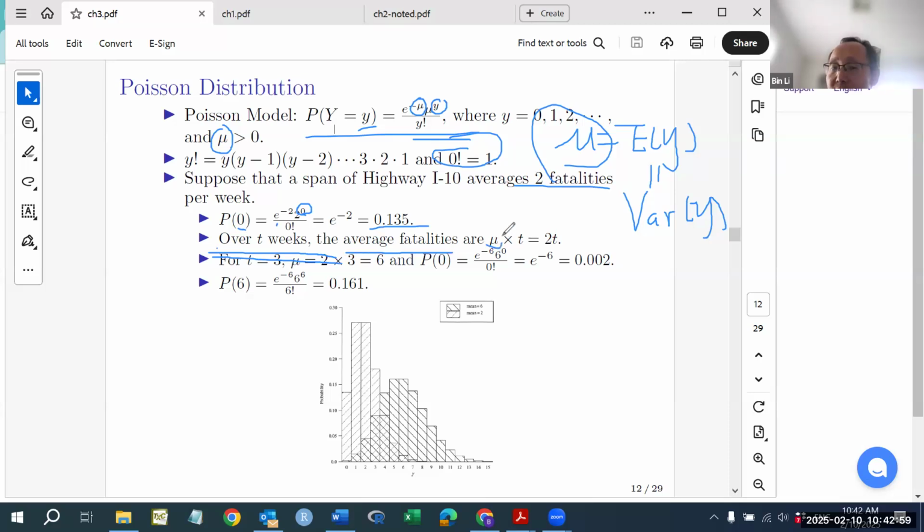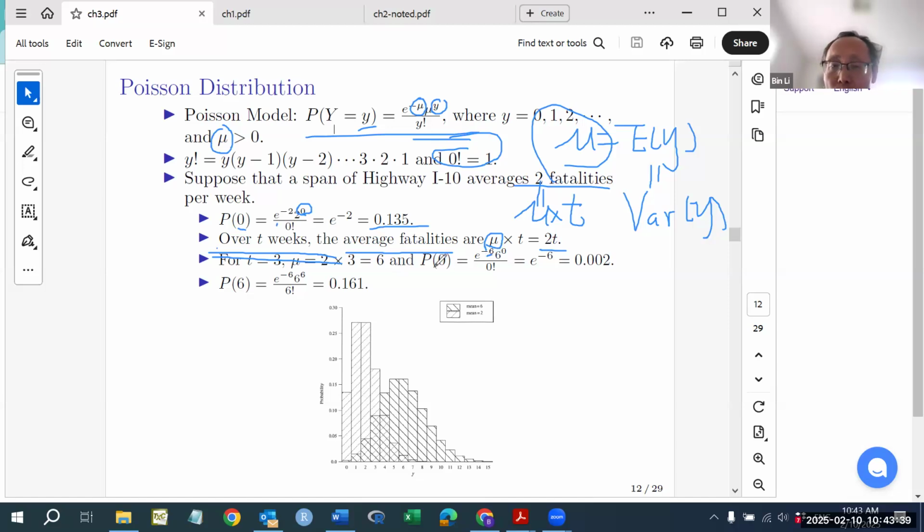It's not mu. Mu is just for 1 week. If we have 2 weeks, it will be mu times t. And mu is equal to 2, so that becomes 2 times t. Is that clear? So let's say, what is the distribution for the fatalities on this I-10 over not 1 week, but 3 weeks? Then mu equals what? Mu equals 6, not 2.